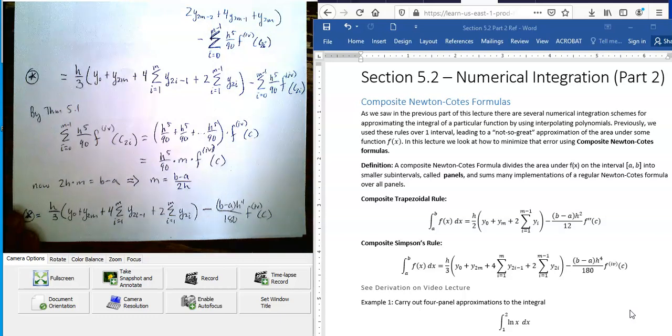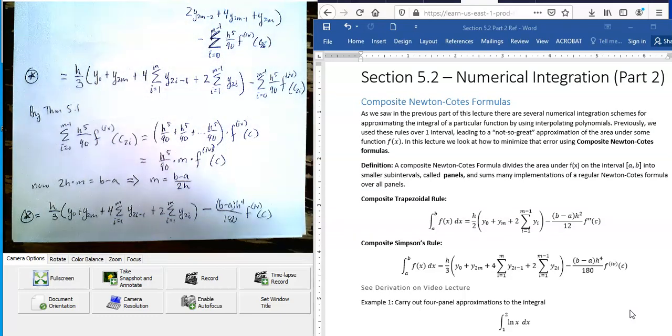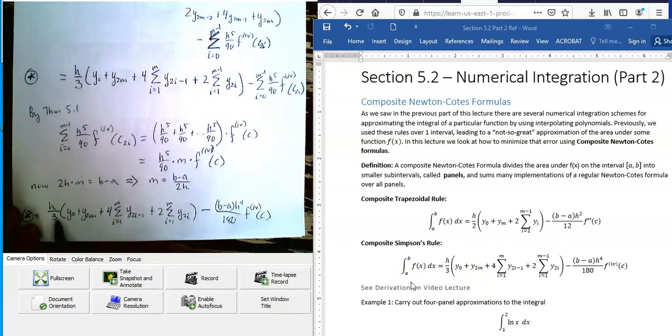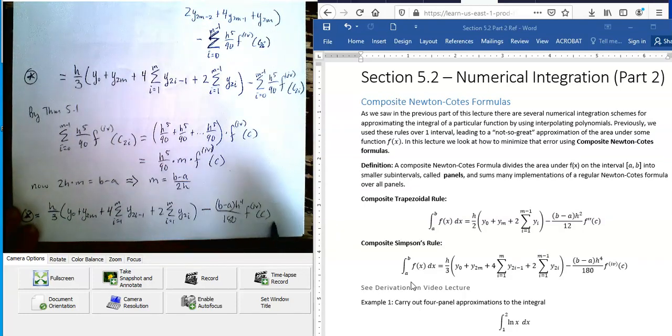So here is our composite Simpson's Rule. It matches exactly there. So all we need to do is just utilize the rule. So here we approximate the definite integral by this term here, and this gives us a bound on the error of the approximation.